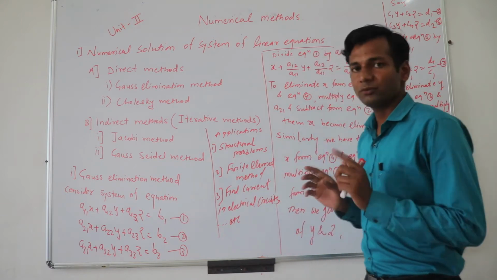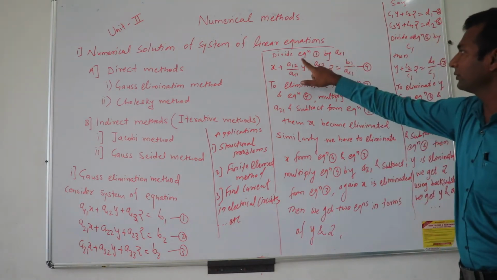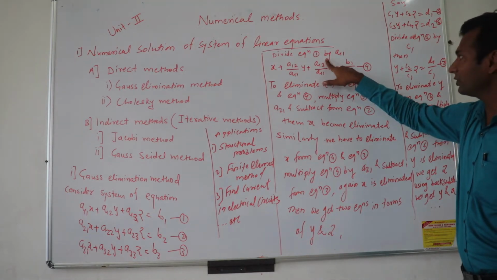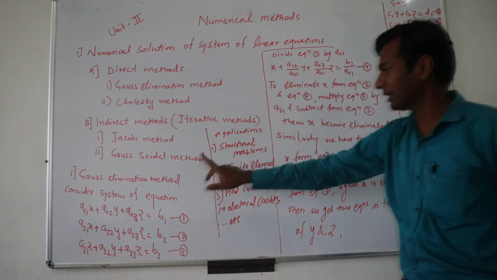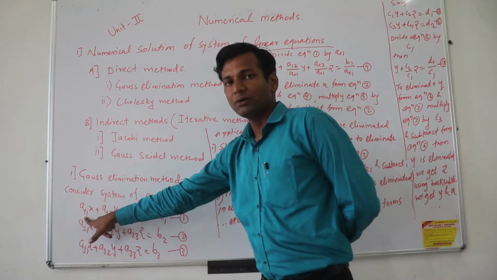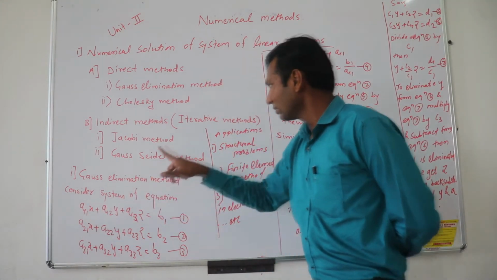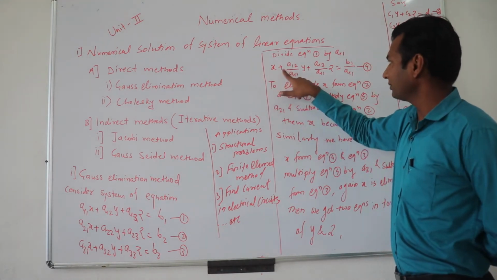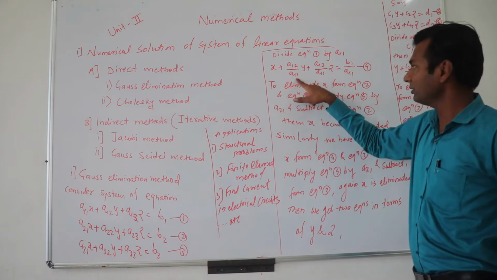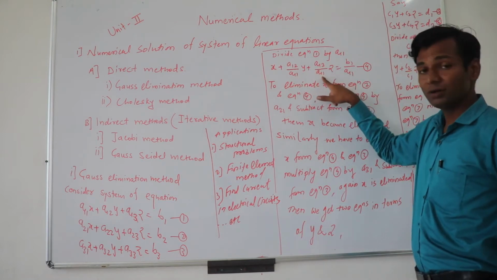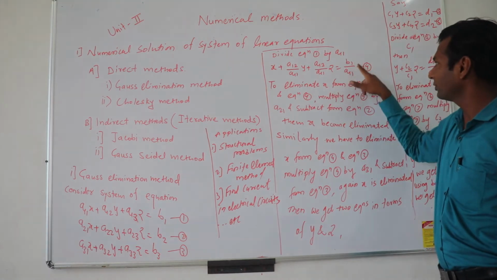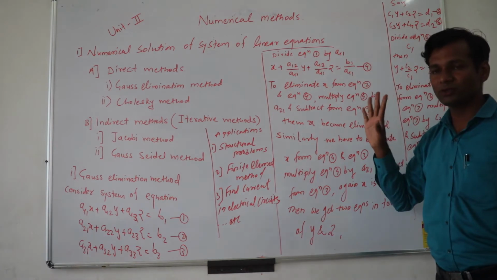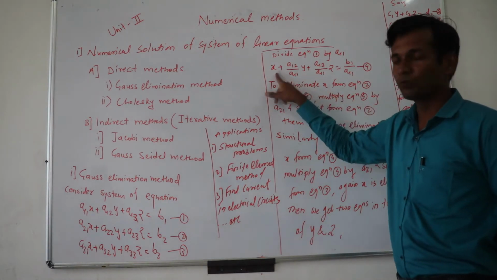Now we have to solve these three equations and find the values of x, y, z. The first step is that every time we divide equation 1 by a11. After dividing by a11, the coefficient of x is always 1, and the equation becomes x plus a12 upon a11 y, plus a13 upon a11 z, is equal to b1 upon a11. We get this type of equation for every system, where the coefficient of x is 1.